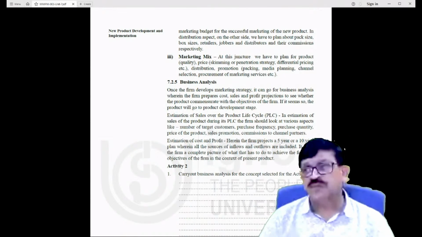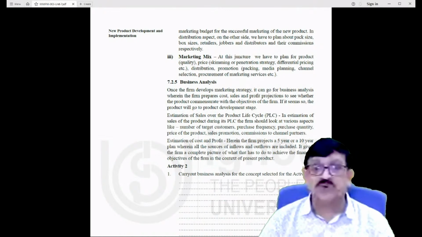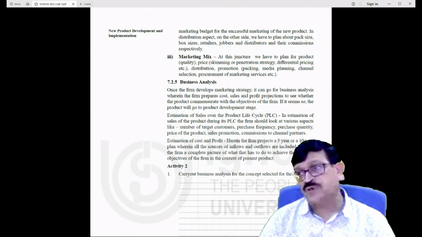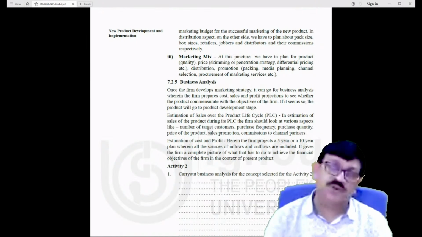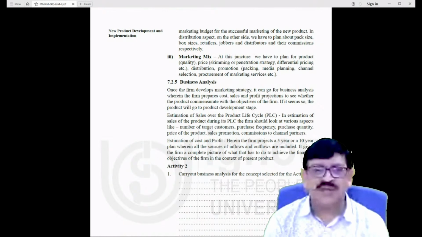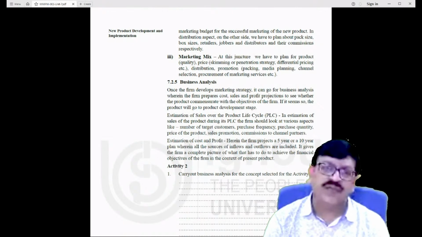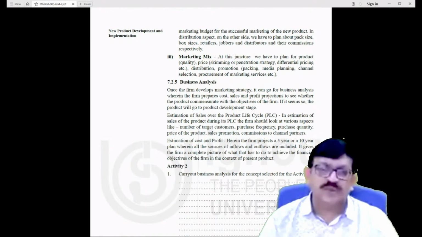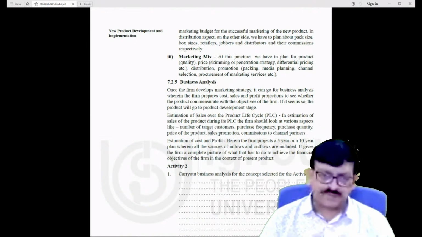And of course, in terms of pricing, what kind of market margins are you going to give for any product? So obviously, for a new product, it should be given slightly higher margins, so that the intermediaries who are there can be interested in pushing the product to the marketplace.